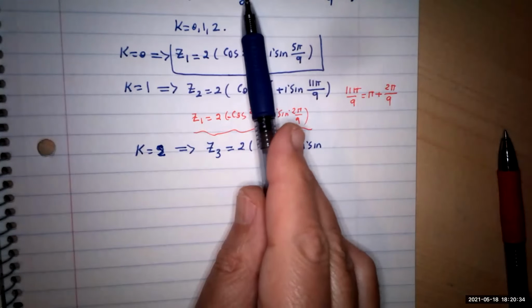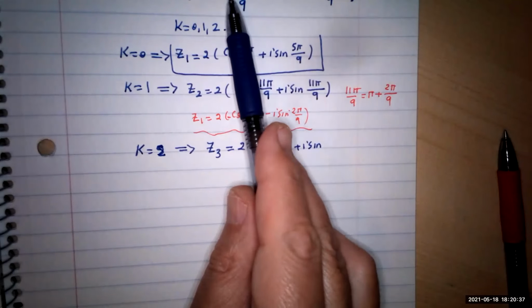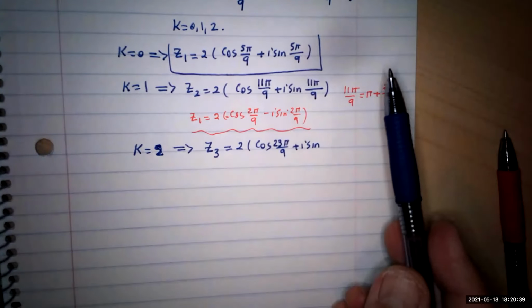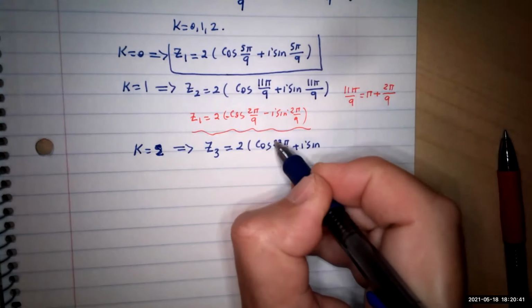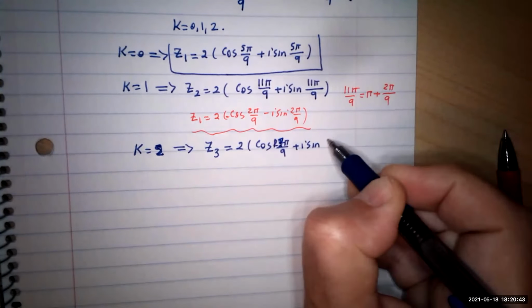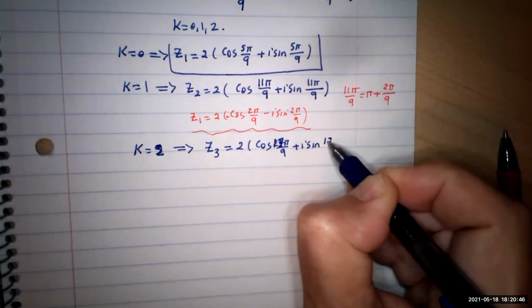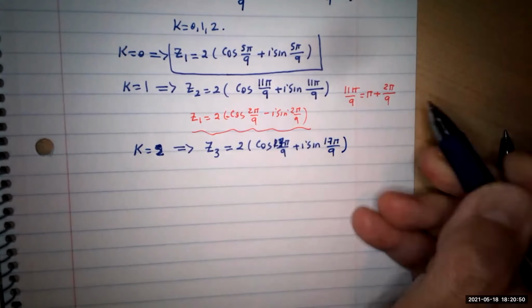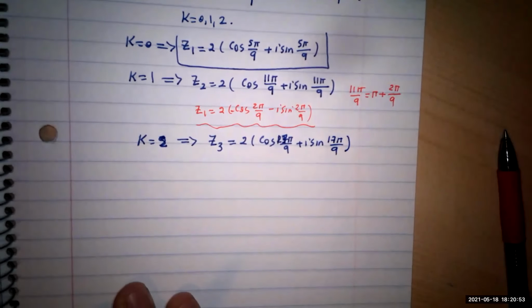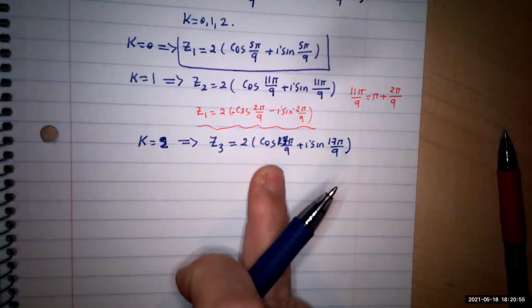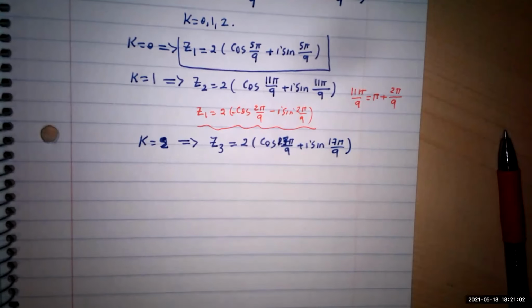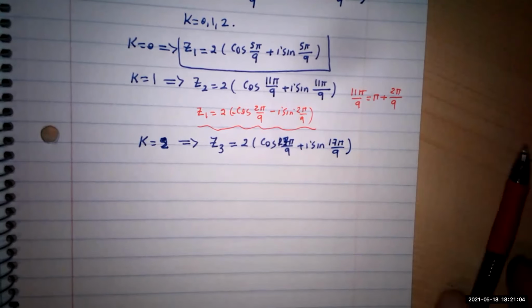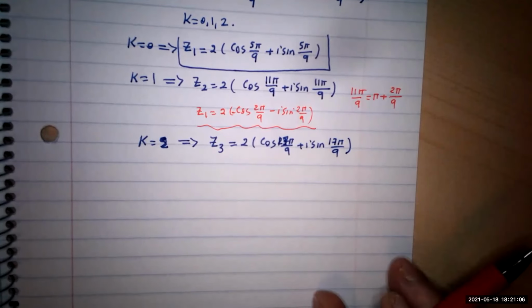2 times 6 would be 12, plus the 5 pi, that gives us 17. So 17 pi over 9 plus i sine of 17 pi over 9. Again, you don't have to, but 17 is 18 minus 1, so we can break it. You can break it into the cosine of 2 pi minus pi over 9, and then you can write it in the easier form if you like. But again, you don't have to.